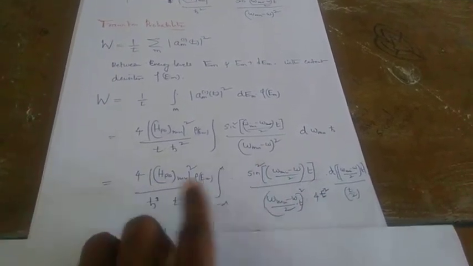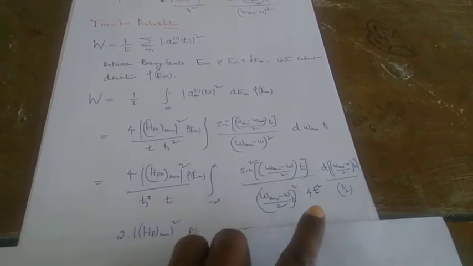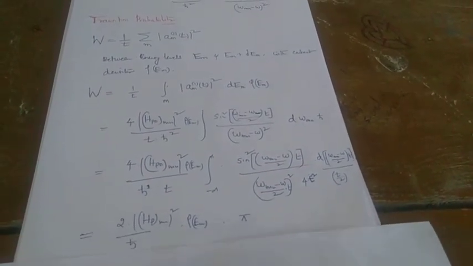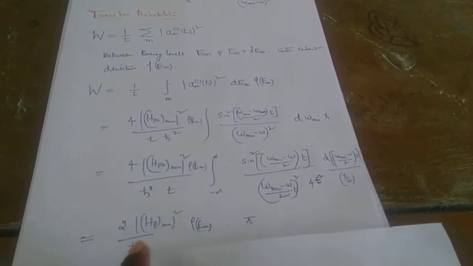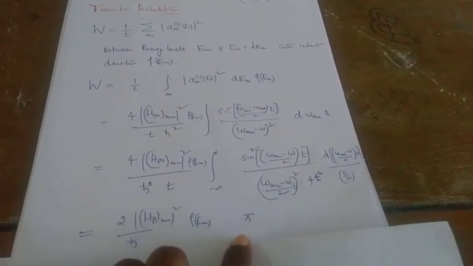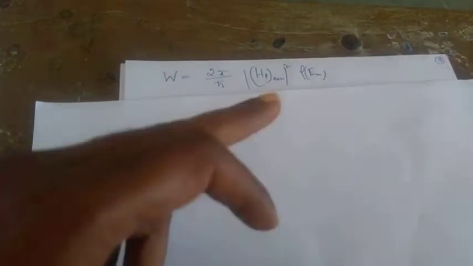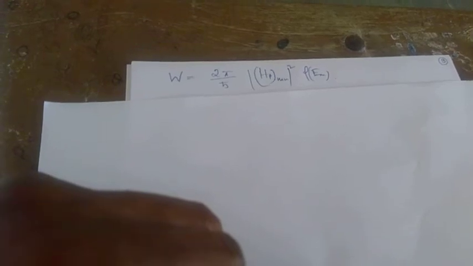So here we'll have cancellation of 4 and 4, and the t and the t² will go off. Ultimately you will get 2 times |H_p,mn|² times the density of states divided by ħ, and then this integral will give you π. So we get the transition probability W as 2π over ħ times |H_p,mn|² times the density of states ρ(E_m).